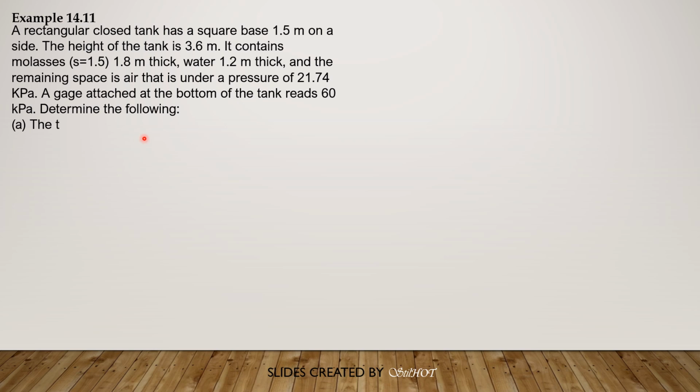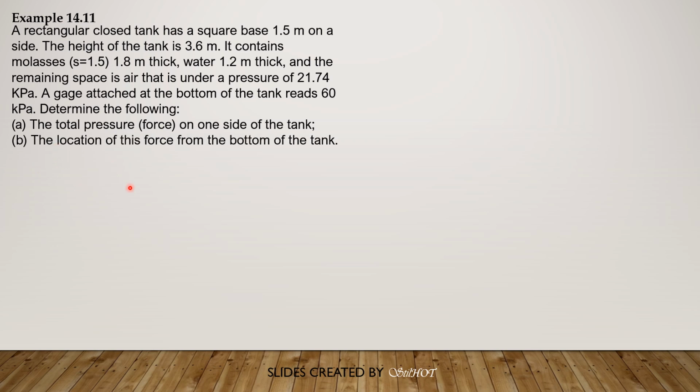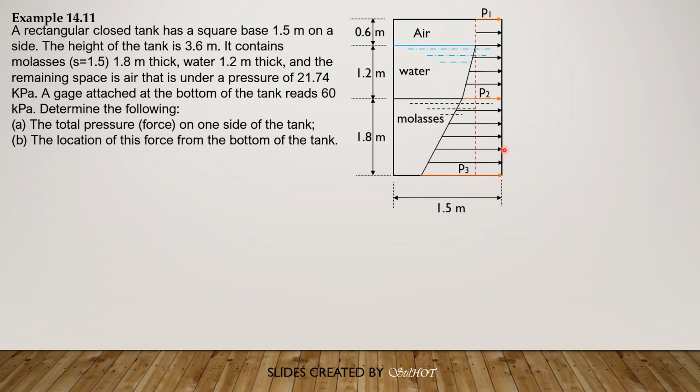A gauge attached at the bottom of the tank reads 60 kilopascals. So the pressure at the bottom of the tank should be 60 kilopascals. Determine the following: the total pressure or the force on one side of the tank and the location of this force from the bottom of the tank. So this is the figure.